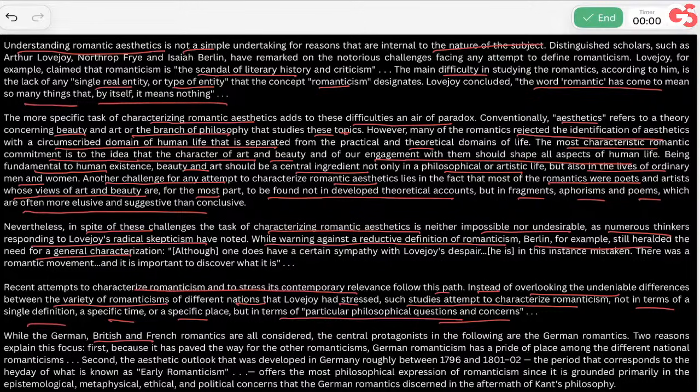The central protagonists in the following are the German romantics. Two reasons explain this focus. First, because it has paved the way for the other romanticisms, German romanticism has a pride of place among the different national romanticisms.